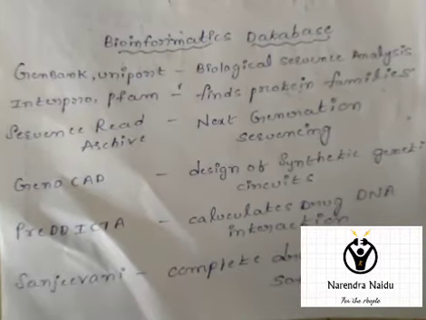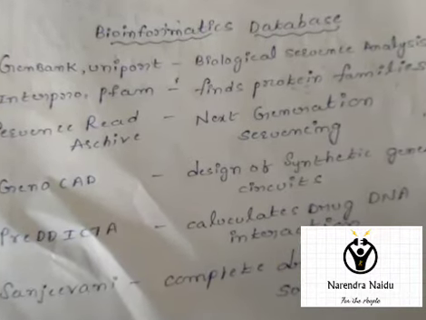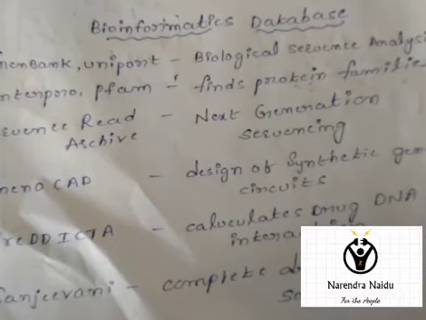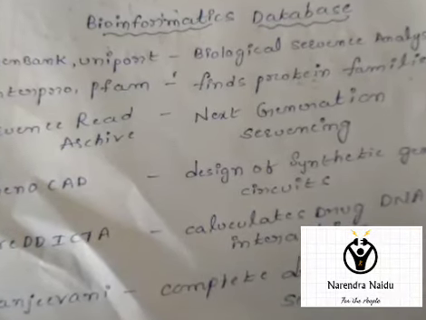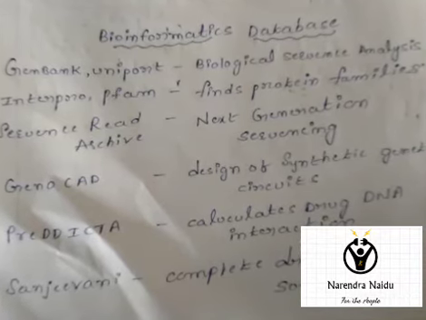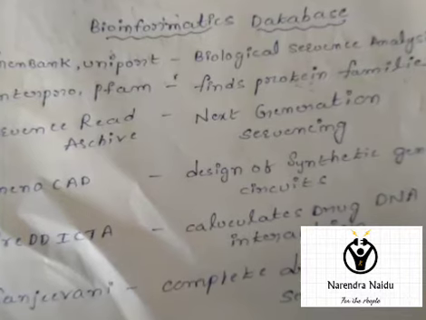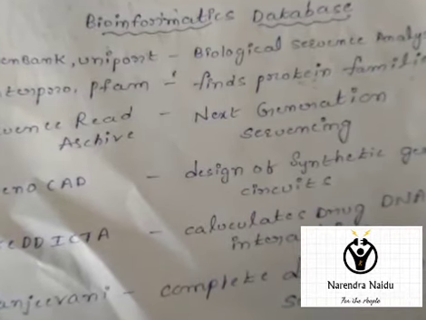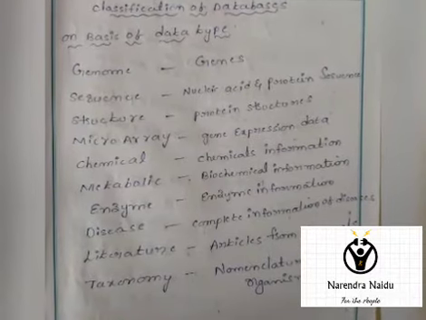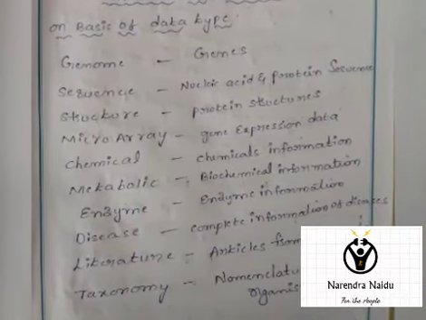Next one, GenoCAD, is useful in the design of synthetic genetic circuits, and Predicta is used for the calculation of drug DNA interactions, and Sanjeevani completely stores the total matter of drug design. It is a complete drug design software, Sanjeevani. So these are the bioinformatic databases.